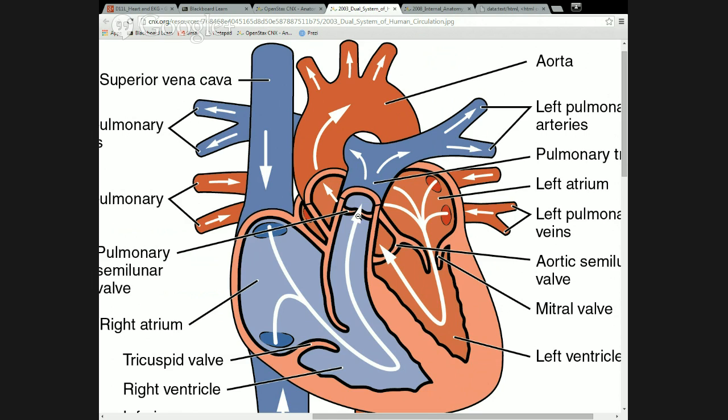And then the blood coming back from the lungs into the left atrium goes through the mitral valve into the left ventricle. And then the left ventricle pumps that up through the aortic valve, which then continues on up to the aorta. Now, in a two-dimensional drawing like this, it's necessary for them to make the aortic valve look like it's really low down here. But in fact, it would be at the same level as the pulmonary valve.